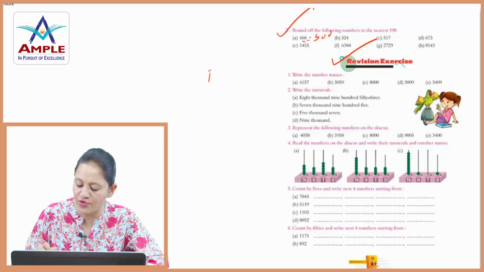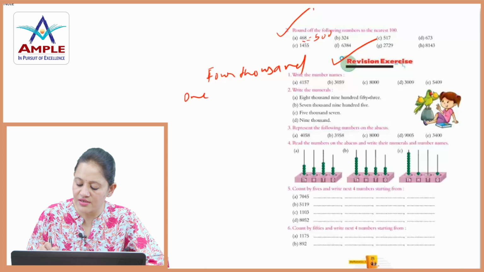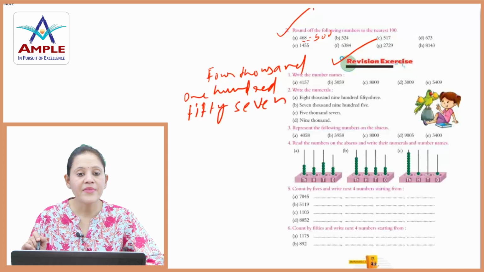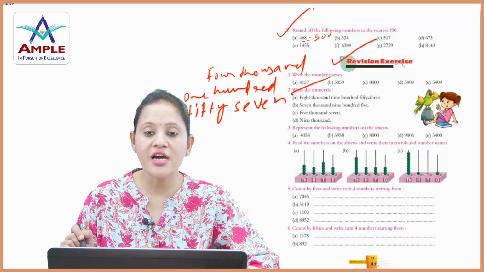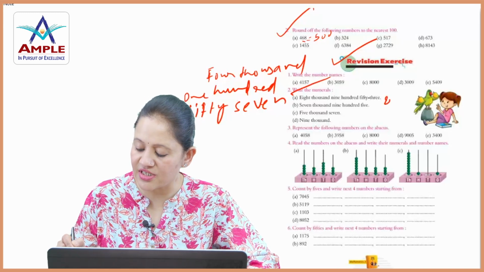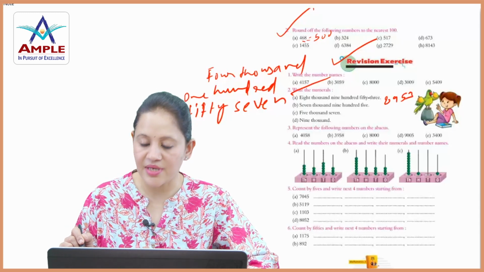4157. So we'll write 4, FOUR, 4000, THOUSAND, 1000. 157, 1, HUNDRED, 100. 57. Clear? Next, write the numerals. 8953. Clear? Next, represent the following number on the abacus.